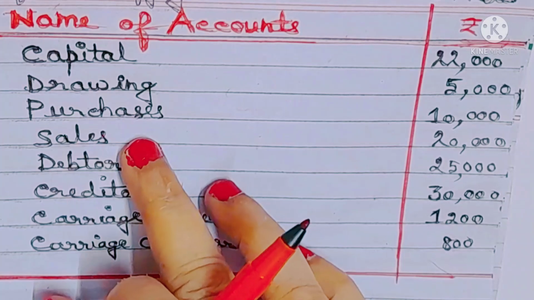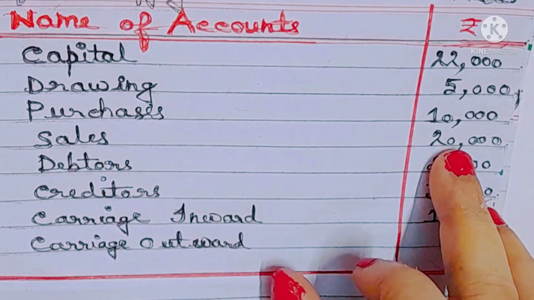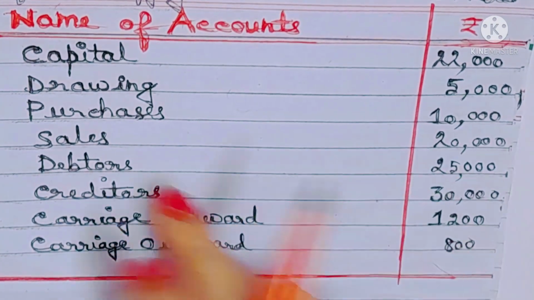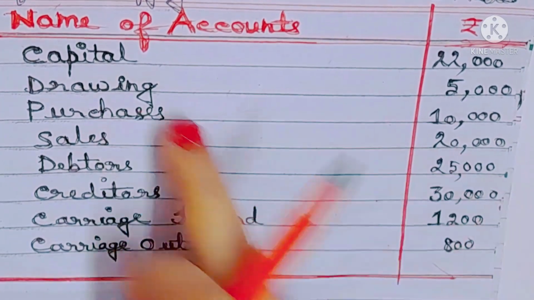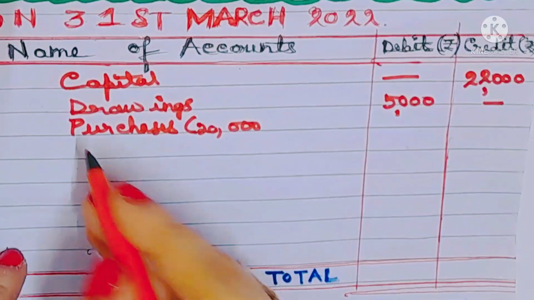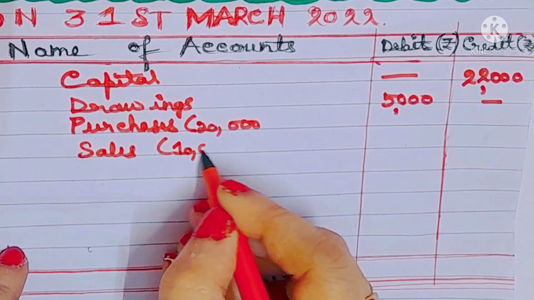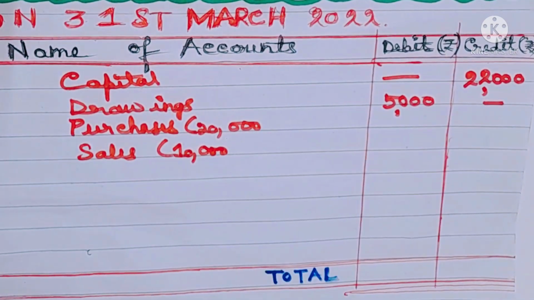Next account is sales 20,000. So for sales at 20,000, we won't write 10,000 till then, because the balances have been interchanged. Sales amount will be 10,000, and the purchases amount 20,000 we have already written. So now we'll write in brackets sales 10,000. Let's write sales 10,000. We won't close sales because there will be other adjustments also. Let's see the next account.